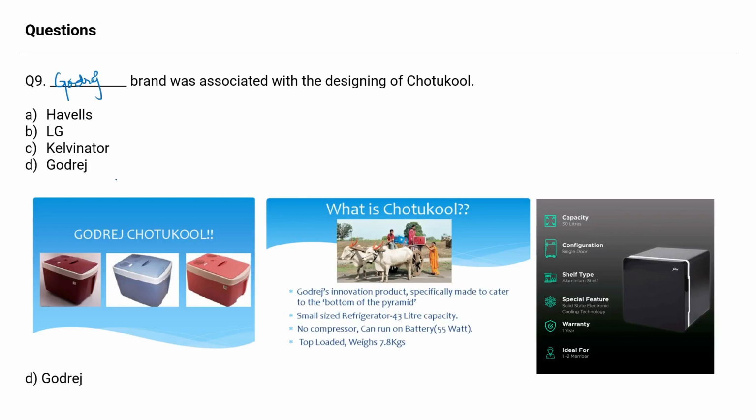And what you see at the bottom are basically the different colors and schemes in which Chotukool was brought in. It was specially made to cater to the bottom of the pyramid. It had a certain water liter capacity, it can run on battery, and it weighed 7.8 kgs. Now, Godrej has come up with another refrigerator. Has anybody seen it? Can someone tell me what this particular picture is about?